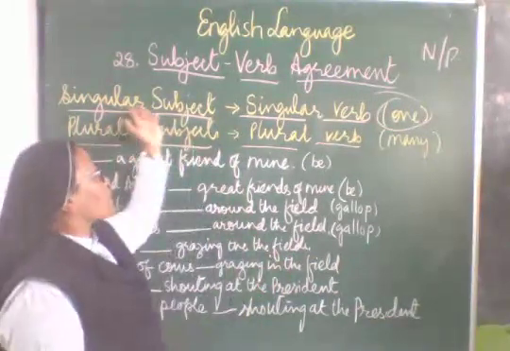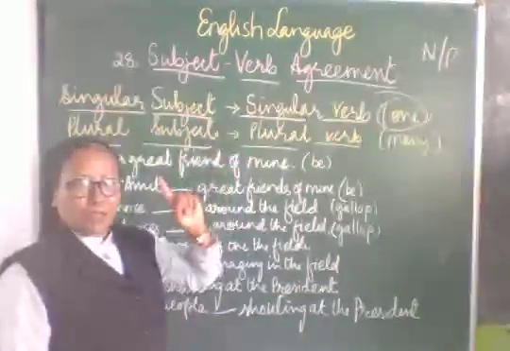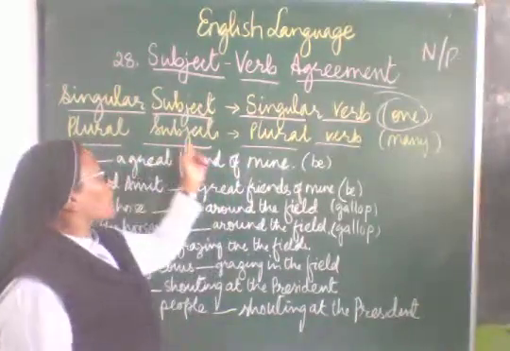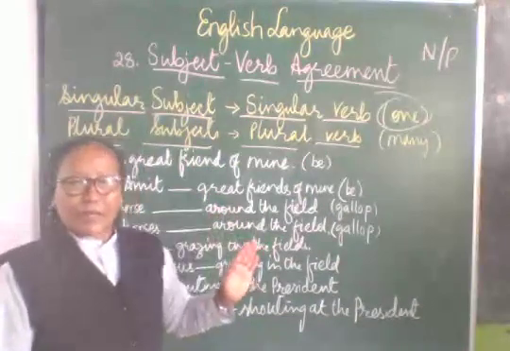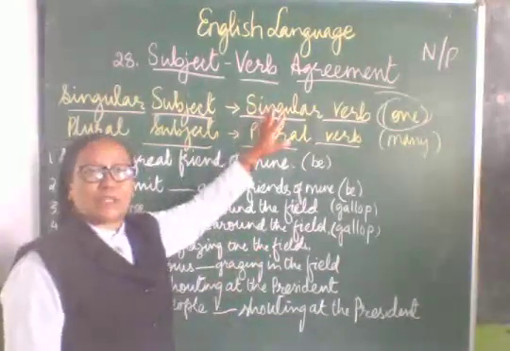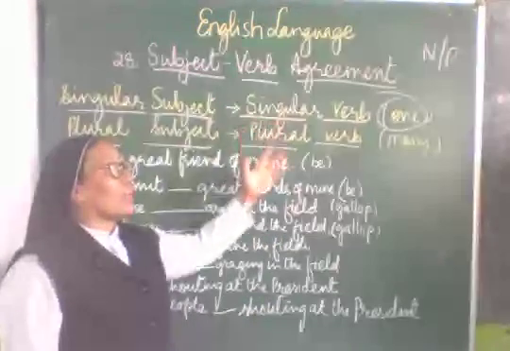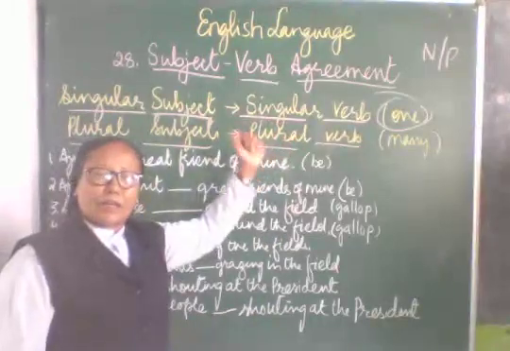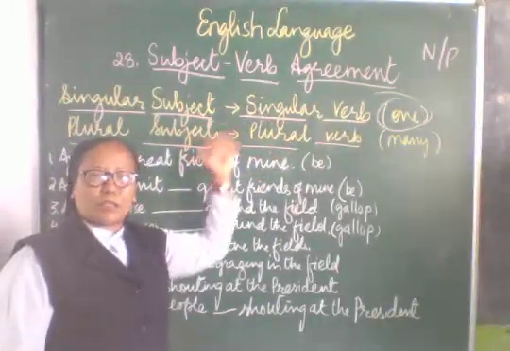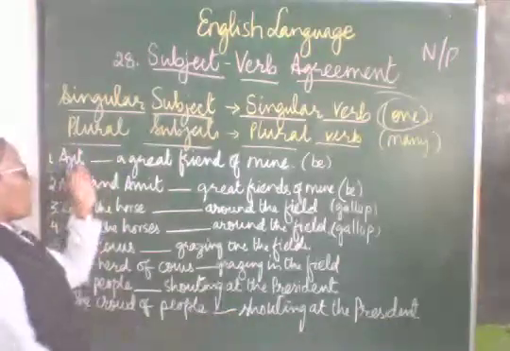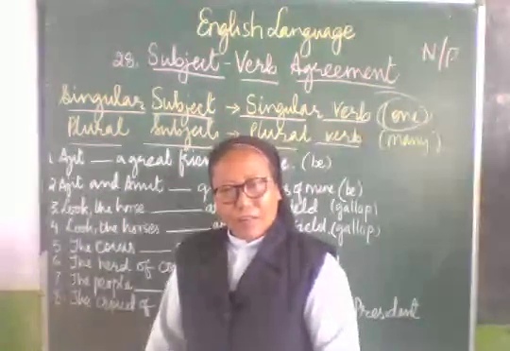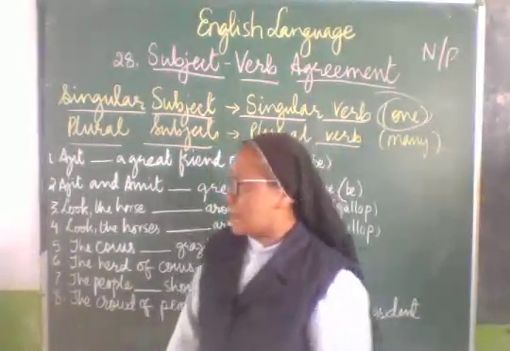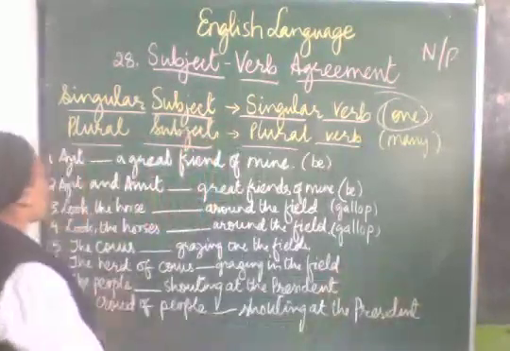So singular subject, singular verb. Singular is one. Remember, plural subject, plural verb. More than one, that means many. That is the basic thing you remember. So this is what we are going to make agree: with the plural subject, plural; singular subject, singular. Now we'll understand only when we look into the sentences and apply it. Let's see the sentences here.